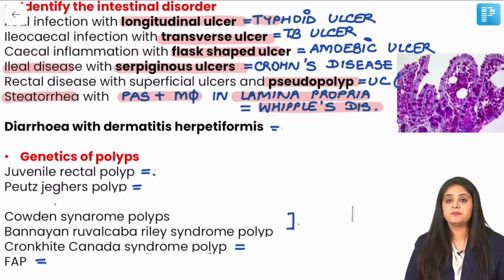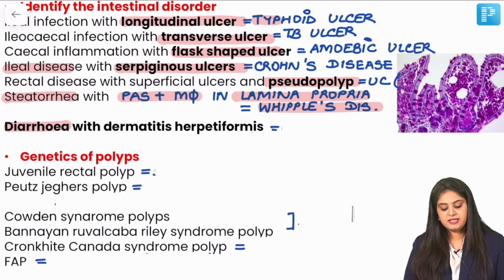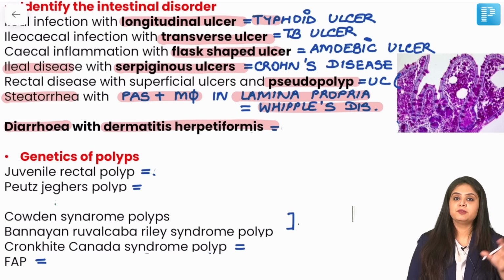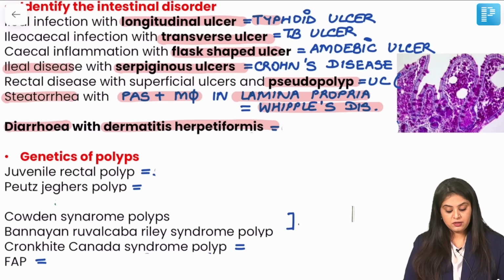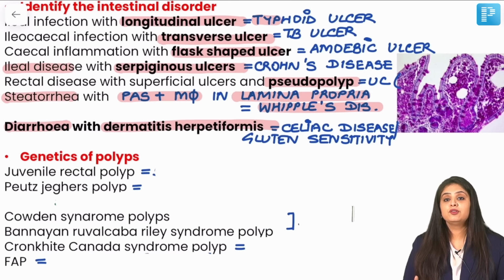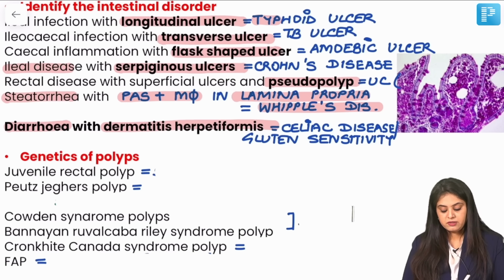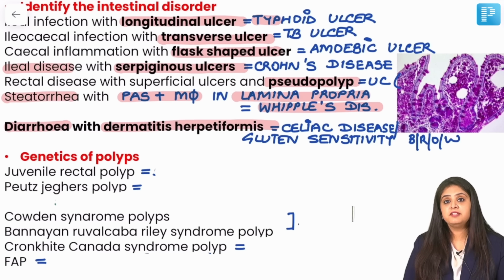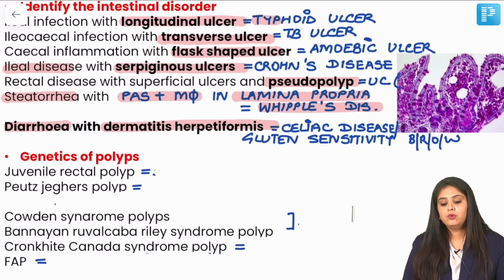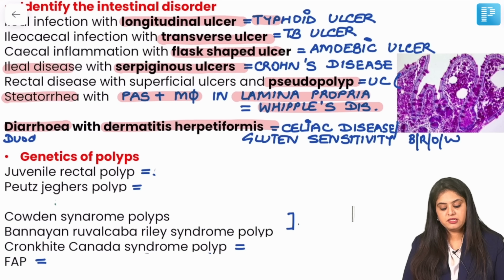Versus if I say that there is a diarrhea with dermatitis herpetiformis, so intestine and skin coming together, we know that is a case of celiac disease or gluten sensitivity, because gluten is present in which cereals? Barley, rye, oats and wheat. This gluten is going to go and attack maximally which part of the intestine? Duodenum, because of which the patient will have diarrhea.